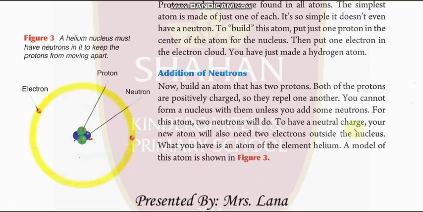To have a neutral charge, your new atom will also need two electrons. These are the two electrons outside the nucleus. What you have is an atom of the element helium. A model of this atom is shown in figure number 3.